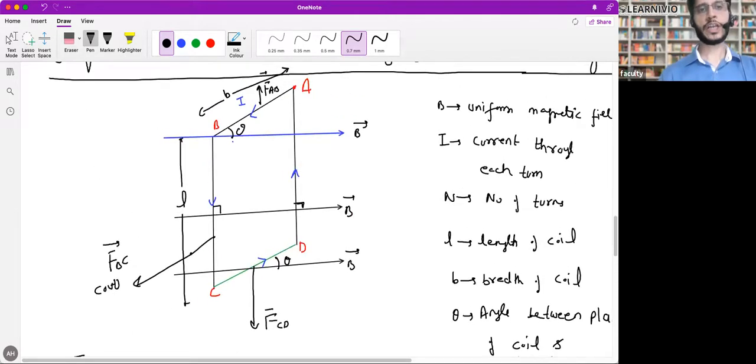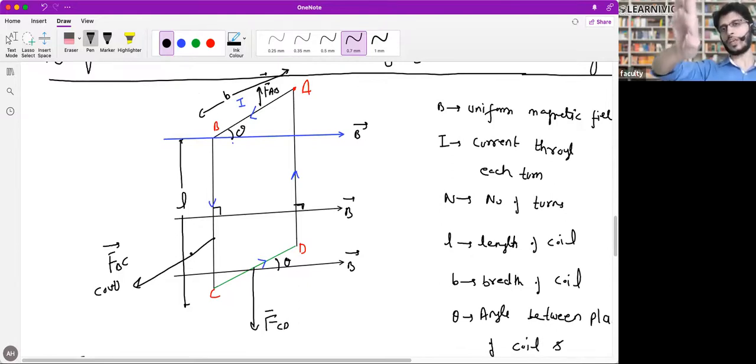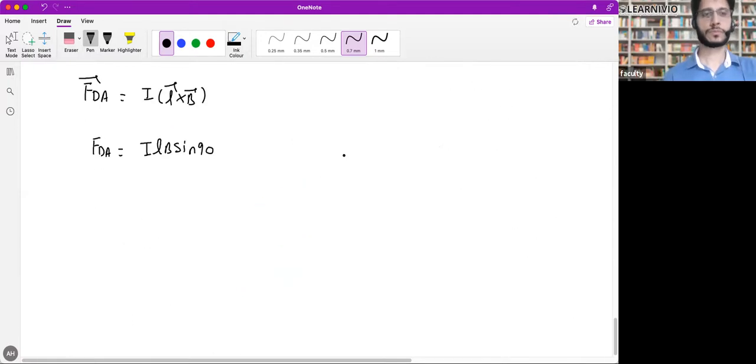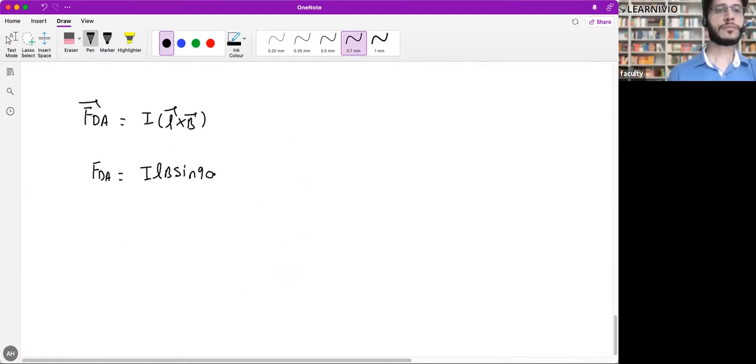For direction, place your finger in the upwards direction, since the current is going upwards, and curl it towards the magnetic field, which is horizontal. The thumb will point in the inwards direction. Inwards means minus K cap.